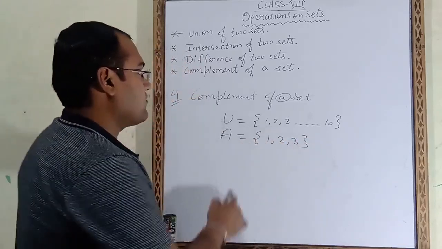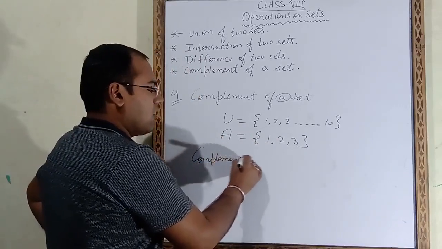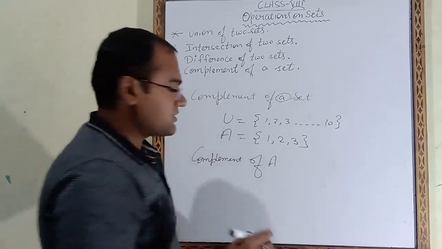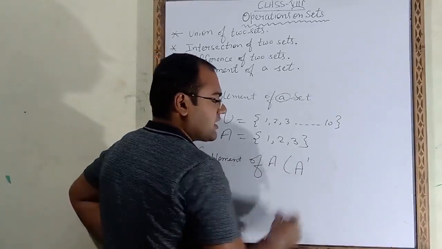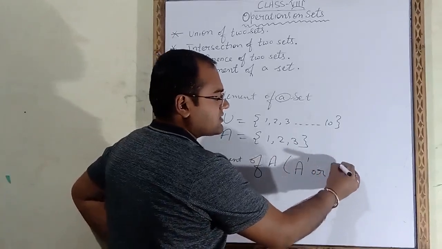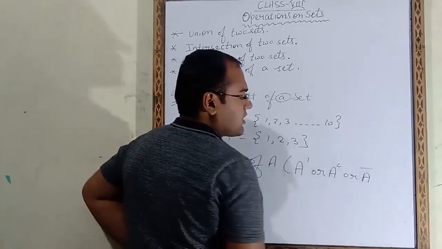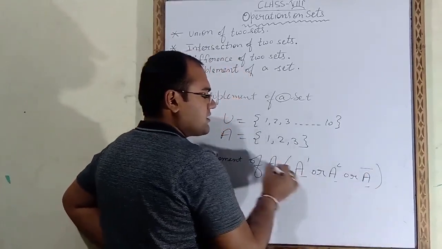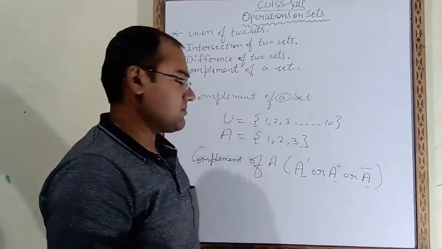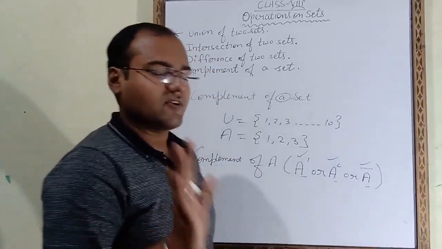Now what we have to find? We have to find the complement of A. And the complement of A, how will we represent it? We will represent it with A dash, or we can write A C, A complement, or we can write like this also, A bar. These are the 3 symbols which we can use for complement. Any one of these 3 we can use.